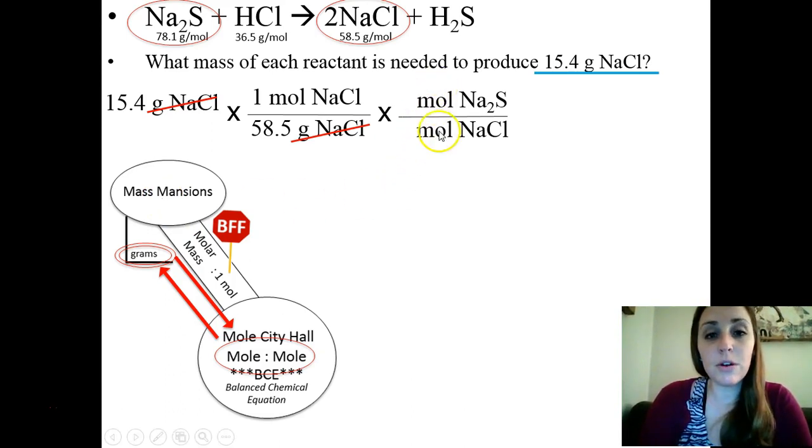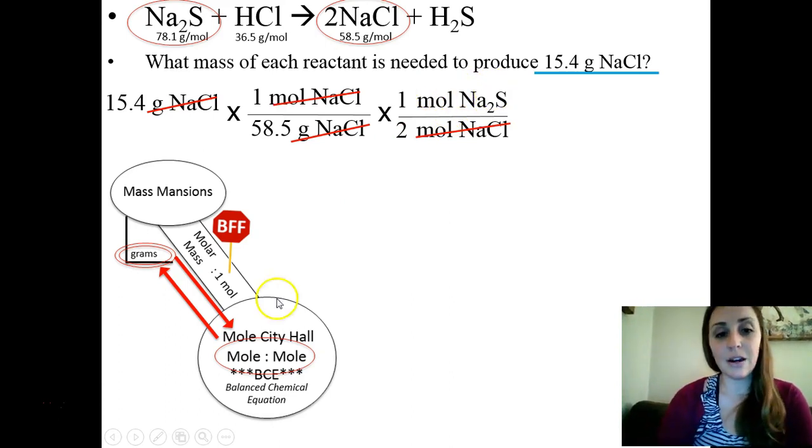Once you have a mole-to-mole conversion, you look at the balanced chemical equation to see what numbers go with what. So sodium chloride here on the bottom, you find it up here. Here's sodium chloride. It has a 2 in front of it, so you put a 2 as your coefficient. Sodium sulfide is over here. There's no number, so you know it's a 1. Now you can cancel out units, and you've got moles of sodium sulfide.